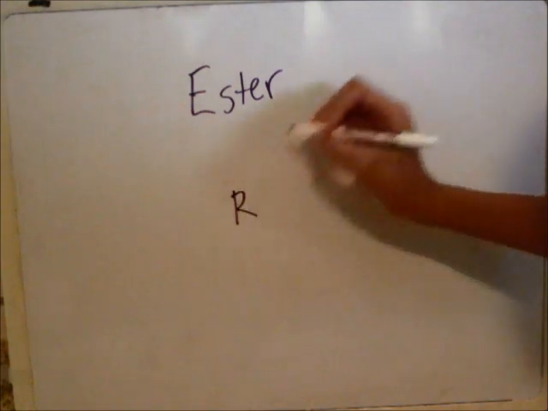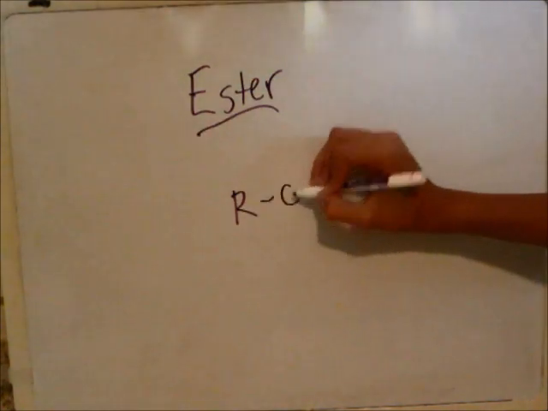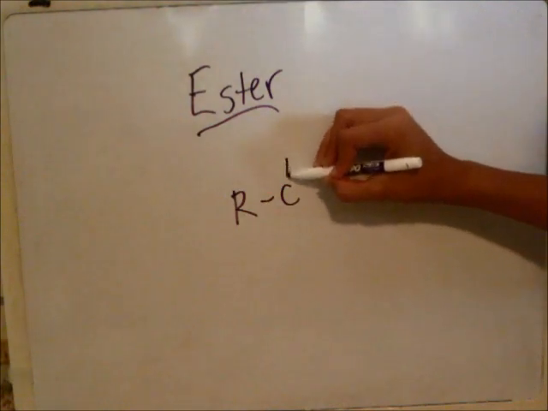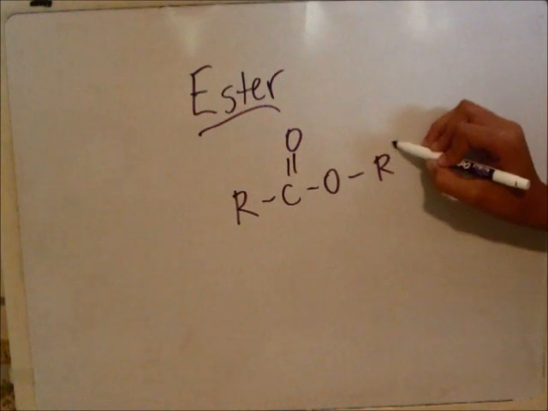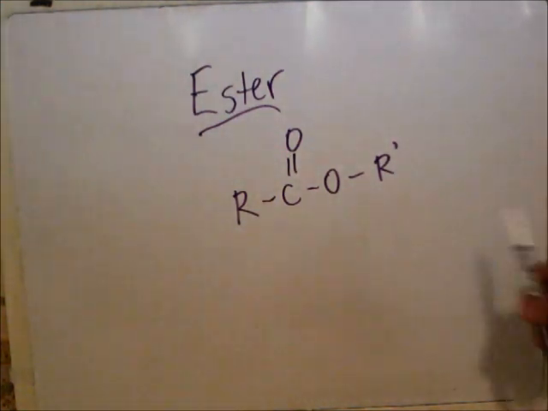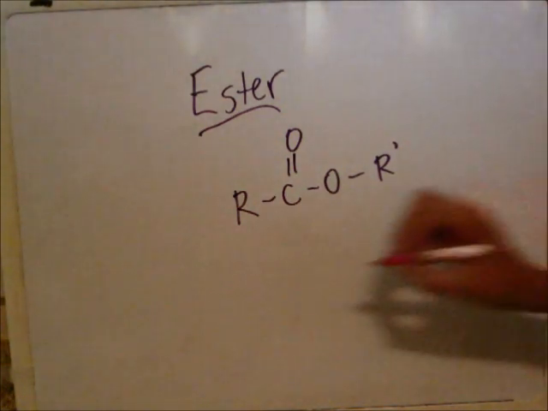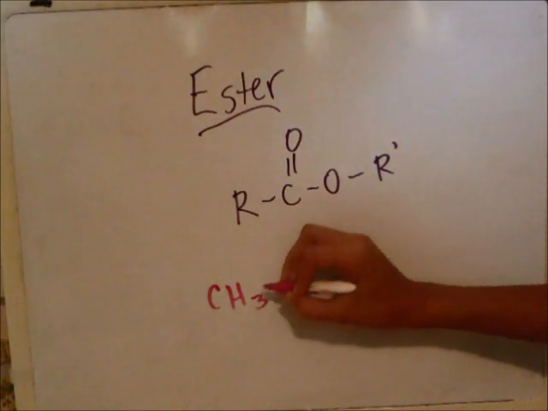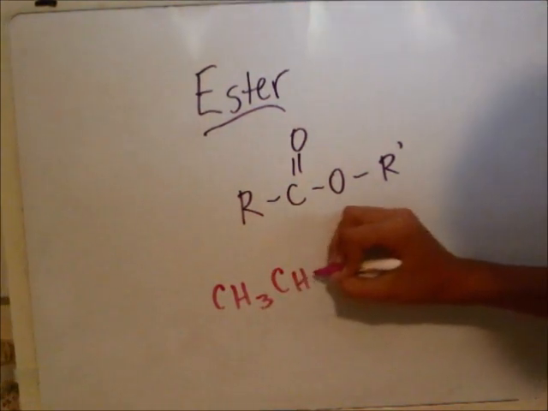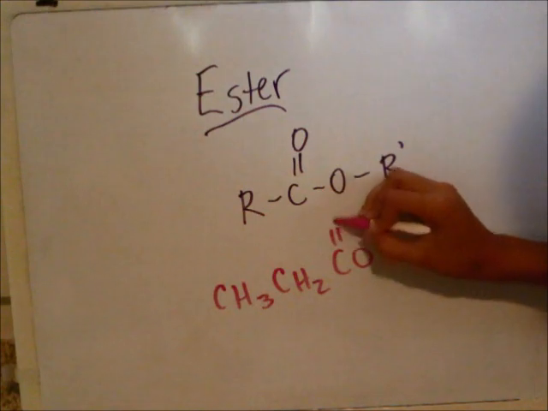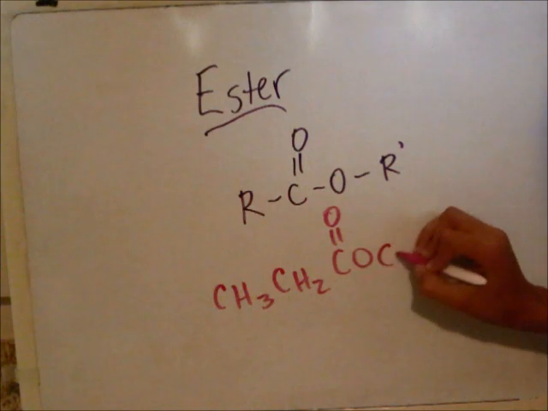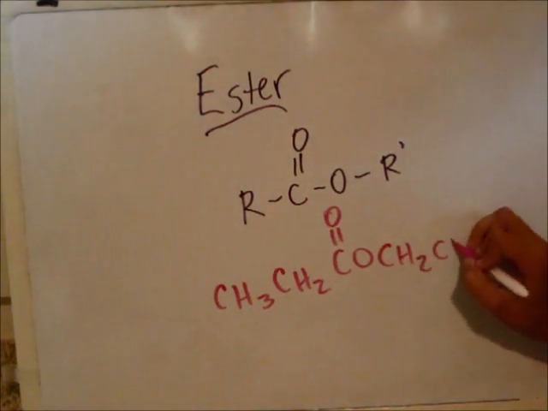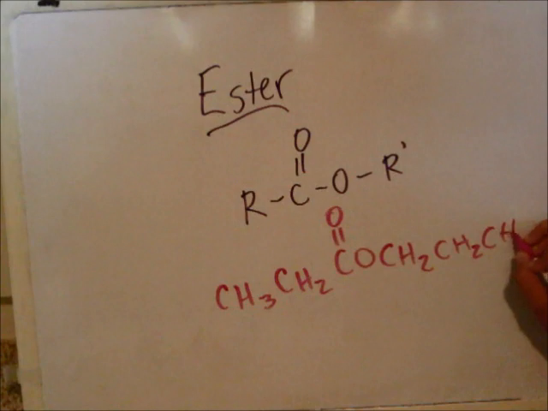So to recognize it, you'll have your R group, then a C double bonded to an O, bonded to another O, and then your other R group. So it's going to be somewhere in the middle, can't be on the end of a hydrocarbon. So you can see something that looks like CH3, CH2, C double bonded to another O, then O, CH2, CH2, CH3.